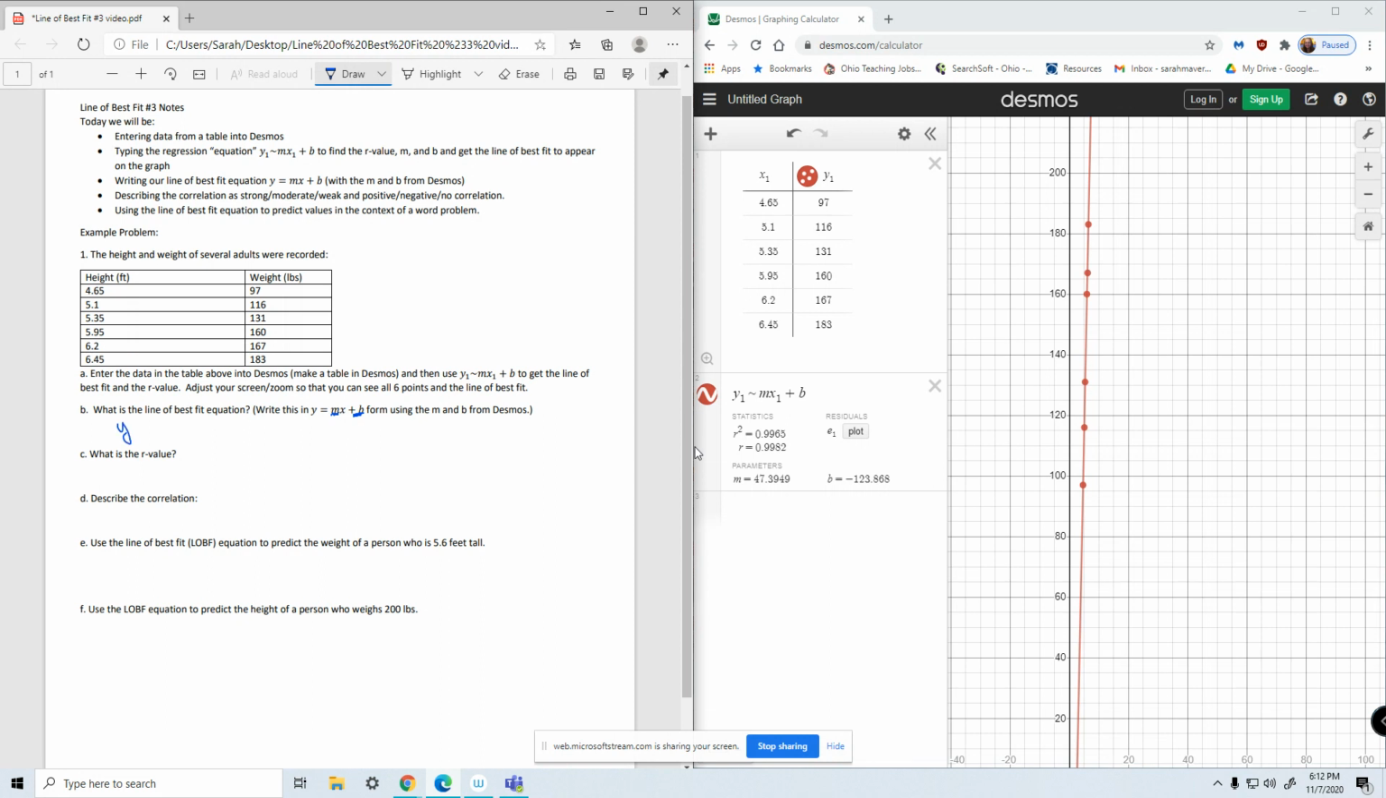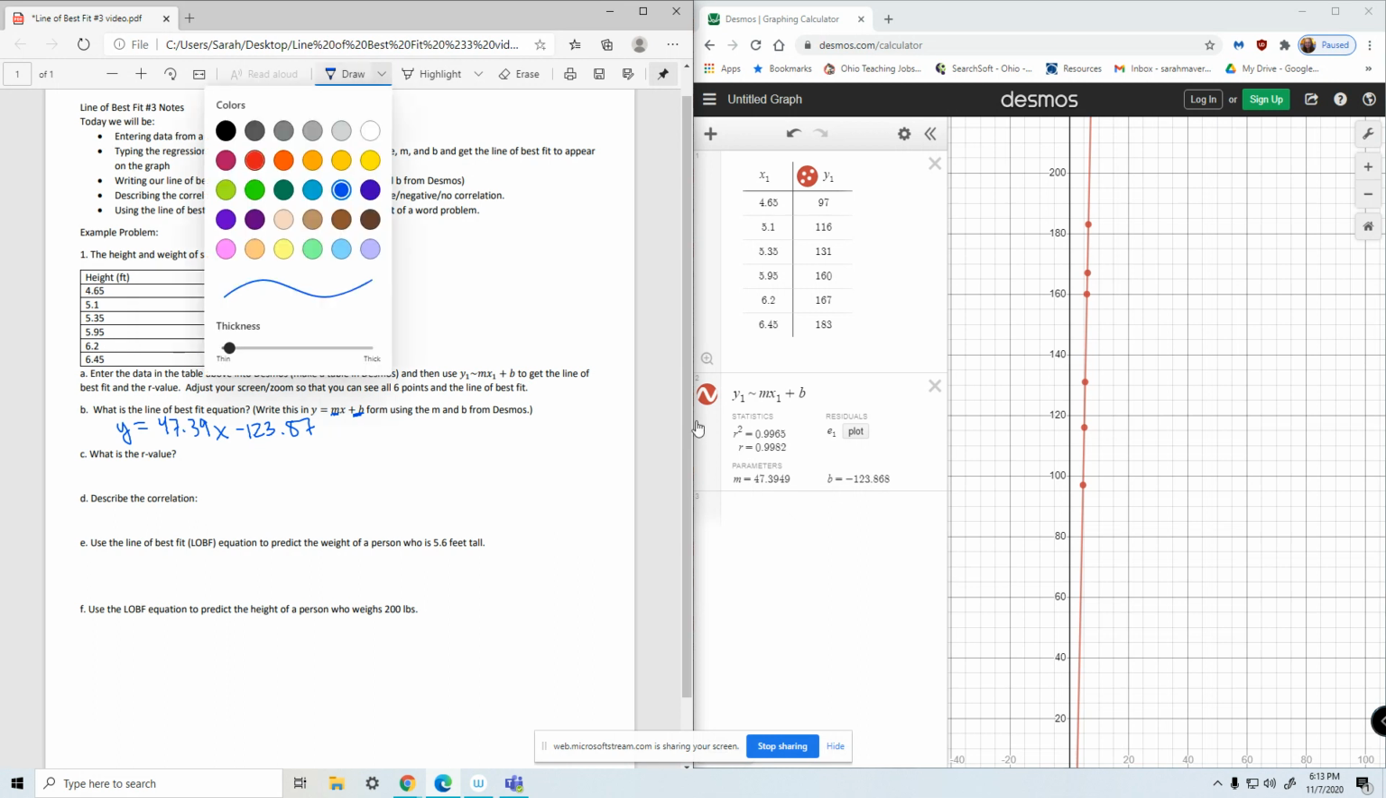So it starts with y equals as usual. My m is my m from Desmos. You can keep all of the digits if you'd like to, or you can round it to the nearest hundredth or 2 decimal places. So I'm going to say 47.39 for my m when I round it. x goes after m, plus my b, but my b is negative, so it's actually like a minus. If I round that to 2 decimal places, that's going to become negative 123.87. So this right here is my line of best fit equation. I've used the m and b that Desmos gave me.